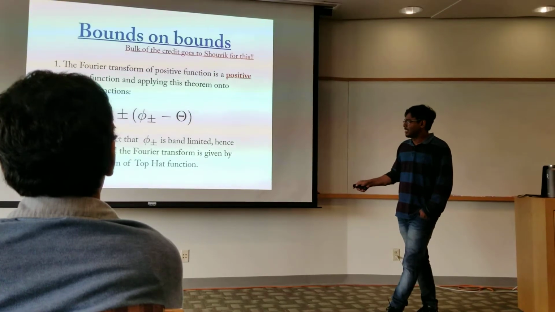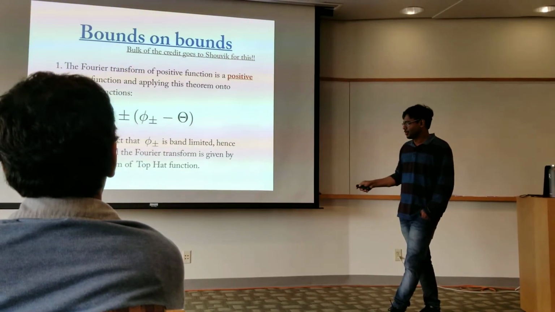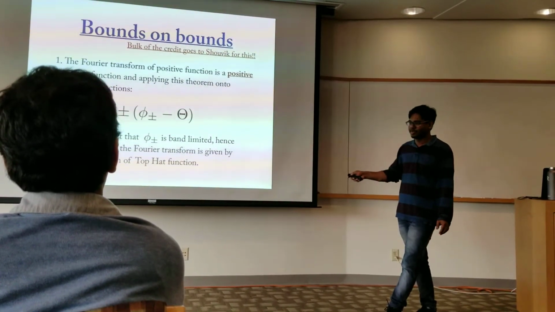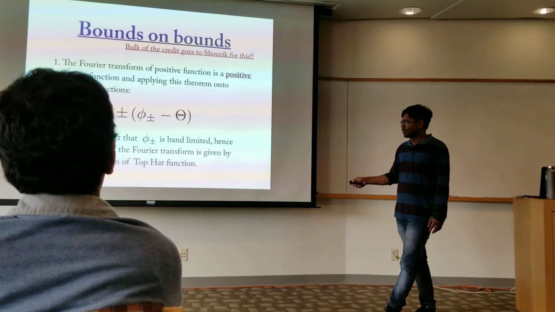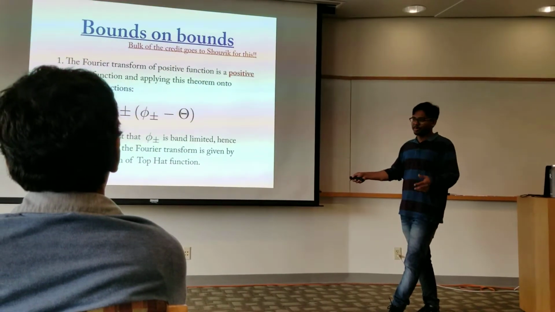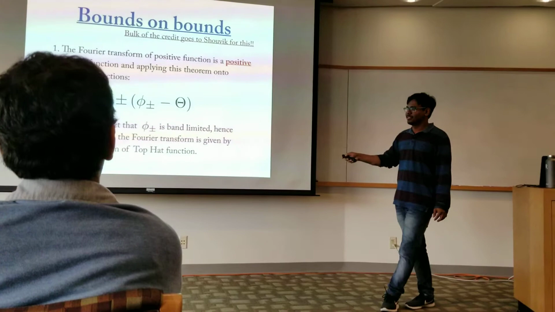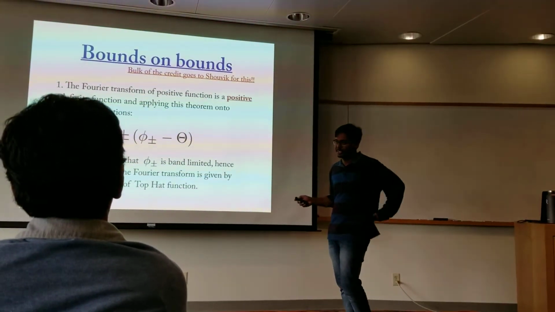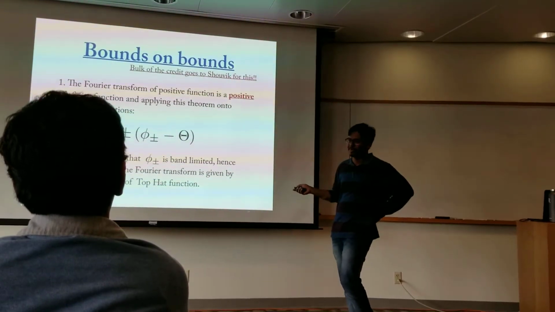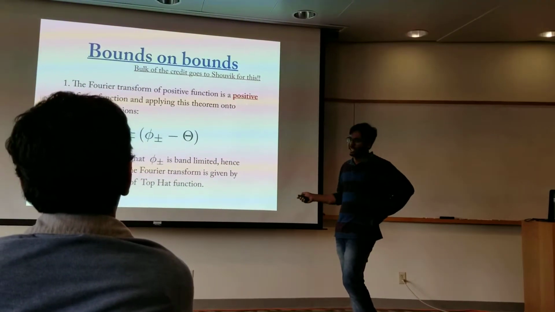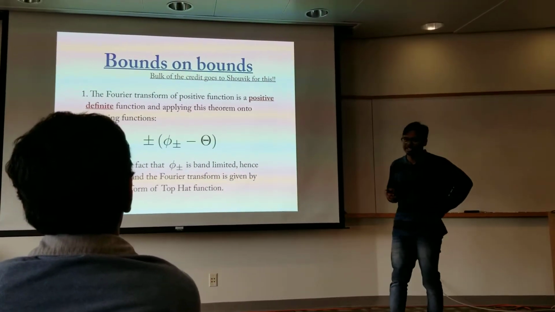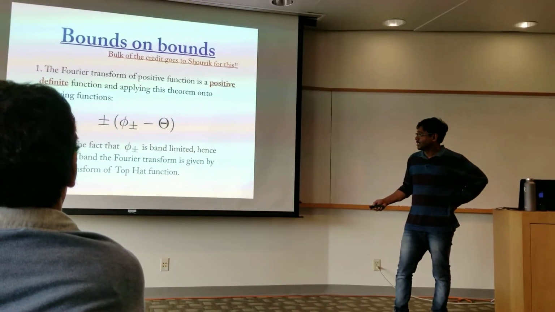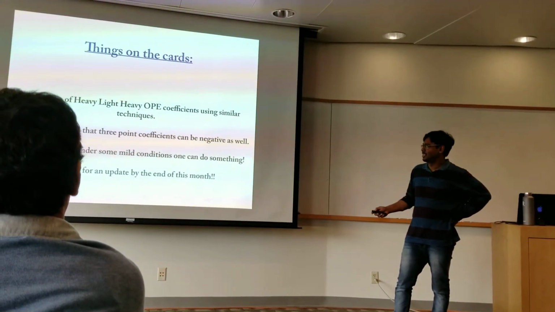And then we use the fact that phi plus minus is band limited. So outside the band, the Fourier transform is only determined by the Fourier transform of the indicator function, which is known. So outside the band, one can pick up points and impose this positive definiteness condition to prove some bounds on bounds. So that was roughly the idea. The analytical bound, the green line, came from considering a 2x2 matrix, and the numerics came from considering a 200 by 200 matrix.